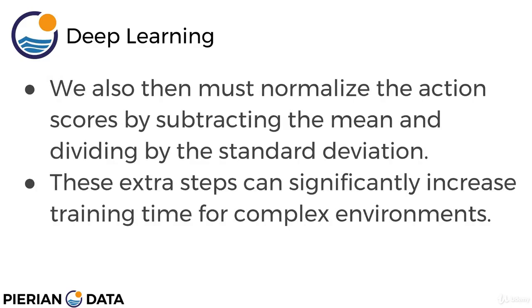Now, in order to do this actual calculation, we also normalize the action scores by subtracting the mean and dividing by the standard deviation. And these extra steps can actually significantly increase training time for complex environments. You're going to notice that yourself when we actually code this all out and train over many episodes. As we get further and further along in future episodes, or more playing of the game, you'll notice that the training time takes longer and longer.